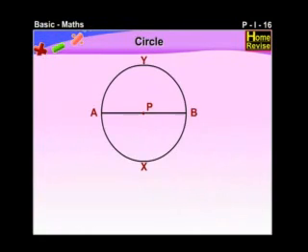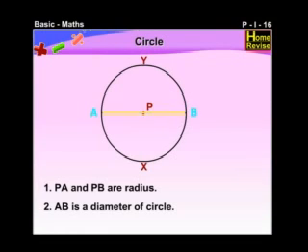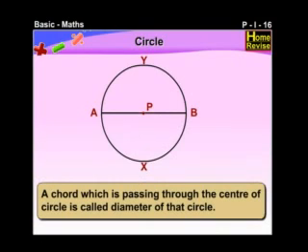Friends, let us now learn about the circle. In this figure, point P is the center of the circle. Therefore, segment PA and segment PB are called radius of the circle. Segment AB is a chord of the circle passing through the center of the circle. That means AB is called the diameter of the circle. Definition of diameter: a chord which is passing through the center of a circle is called the diameter of that circle. Here, AB is the diameter of the circle. Diameter is the largest chord of a circle.